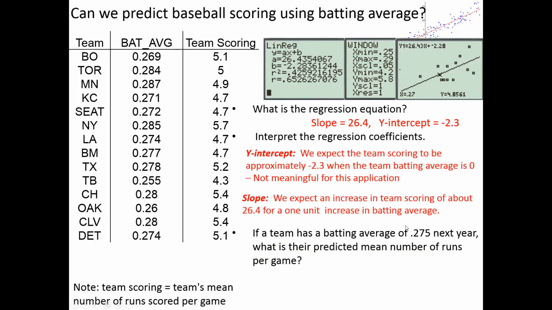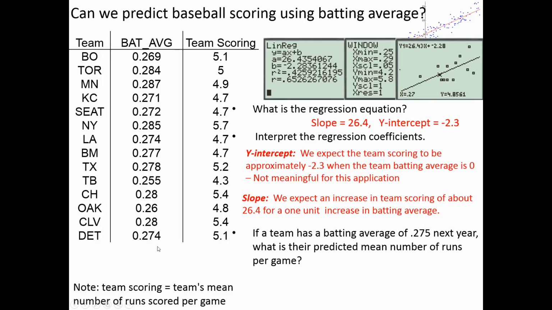For the slope, it is this number, right? 26.4. Well, 26.4 represents the change in y, the change in team scoring, over the change in x, the change in batting average. 26.4 is itself 26.4 over 1. So the change in the team scoring is 26.4. The change in the batting average would be 1. So we would expect an increase in team scoring of about 26.4 for a 1 unit increase in batting average.